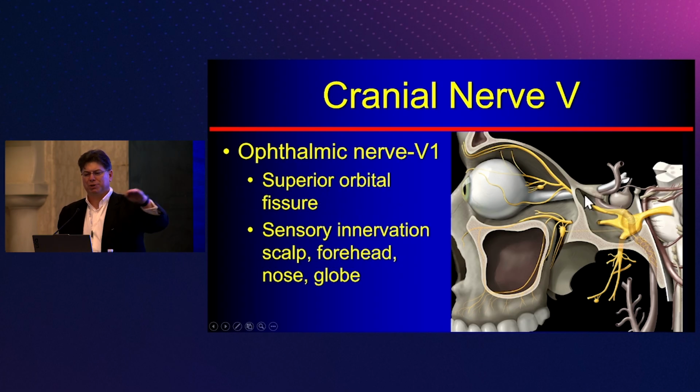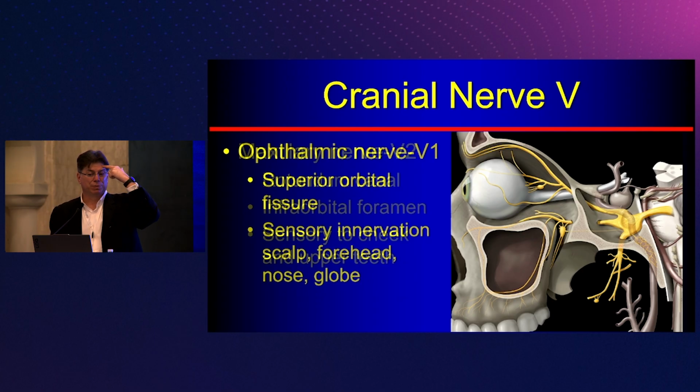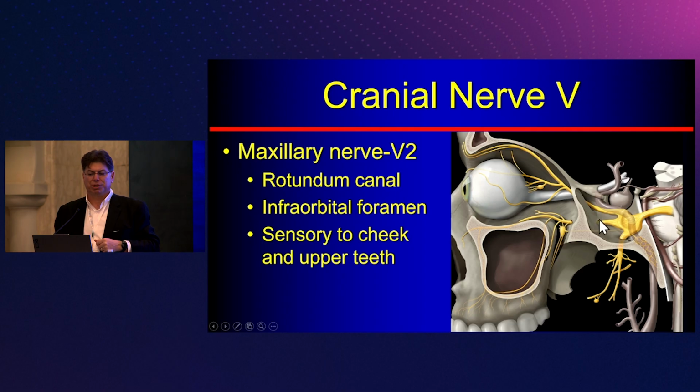So the ophthalmic nerve V1 goes up through the superior orbital fissure, and then it goes up above the annular tendon, or ring of Zinn, where all the rectus muscles connect in the back. And that's sensory to our forehead and actually goes down to the tip of your nose. So that's V1 distribution.